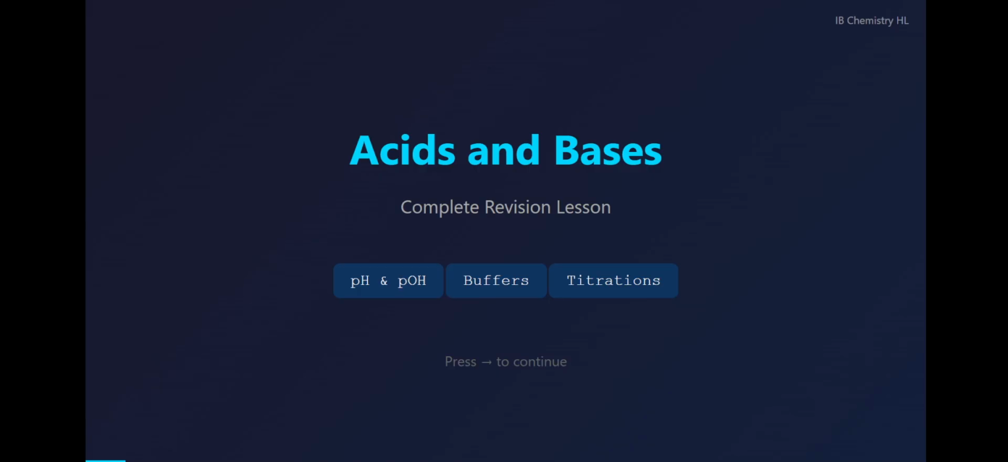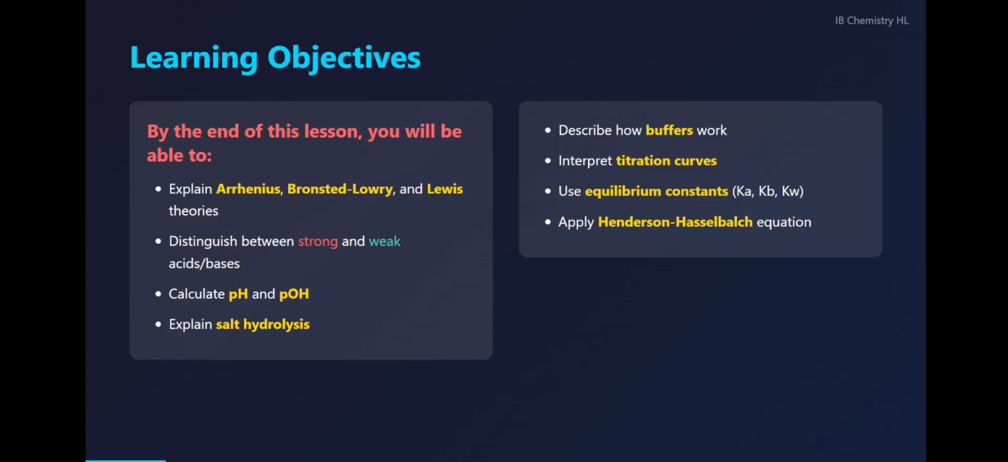Welcome to this lesson on acids and bases for IB Chemistry Higher Level. In this lesson, we will cover the Arrhenius, Bronsted-Lowry, and Lewis theories of acids and bases, strong and weak acids, pH and pOH calculations, buffers, titration curves, and the equilibrium aspects of acids and bases.